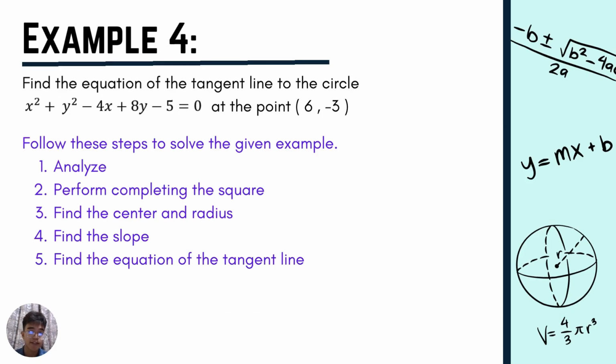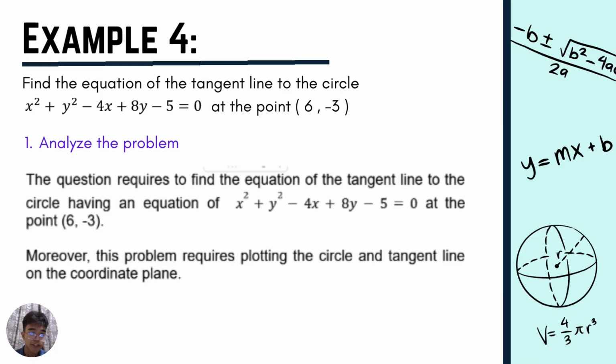Now let us try example number 4. Find the equation of the tangent line to the circle x squared plus y squared minus 4x plus 8y minus 5 equals 0 at the point where our x coordinate is 6 and our y coordinate is negative 3. Follow these steps to solve the given example. First, you have to analyze. Second, perform completing the square. Third, find the center and radius. Fourth, find the slope. And lastly, find the equation of the tangent line.